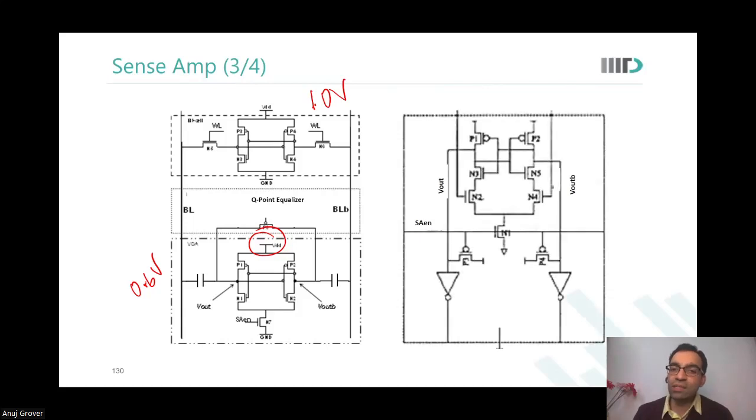Another way to achieve a similar independence of voltage of sense amplifier and bit lines is this one, where the bit lines go to the gate of a device. They are never connected to the output nodes over here. Okay. And you will see both the sense amplifiers are used. Any questions till here?